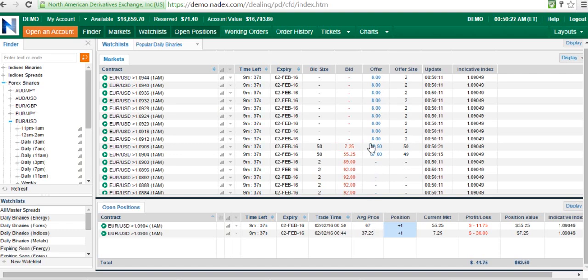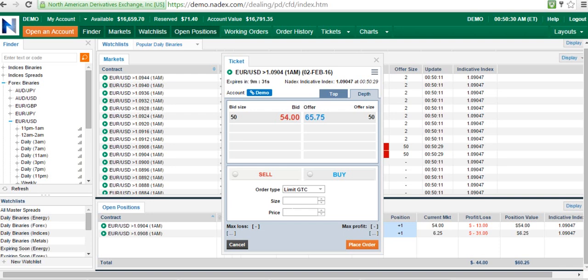It filled me at the best price available, because if I have 79 listed in this section here, it's going to buy it for 79 or less, the best it can get me. But it's not going to buy for any higher than 79.